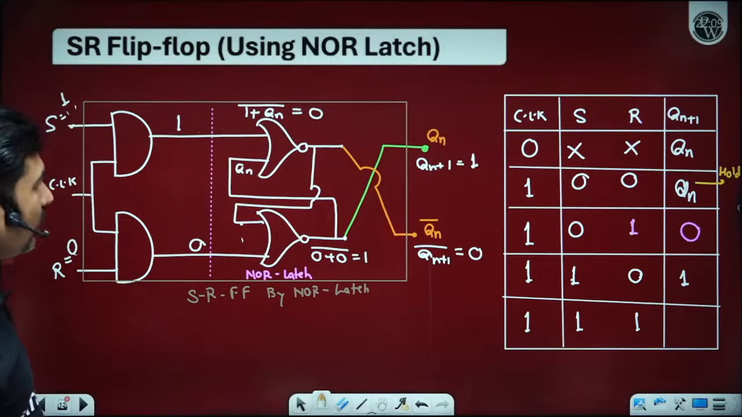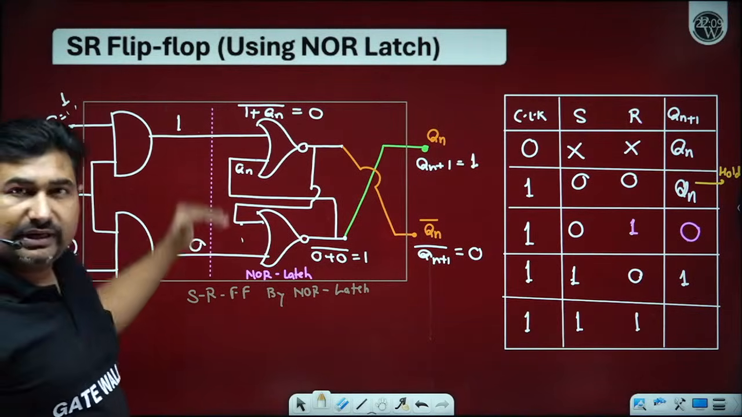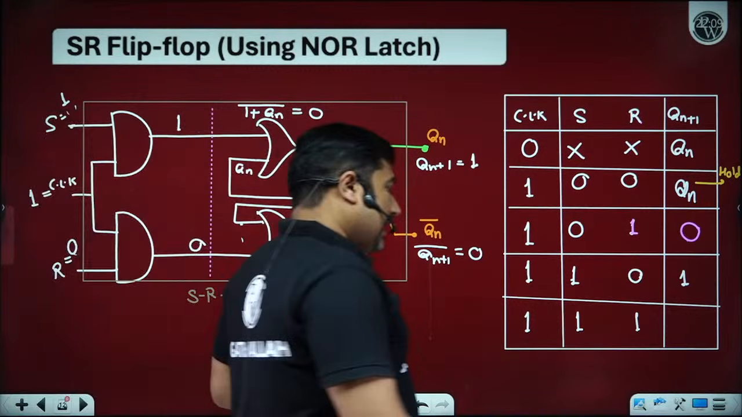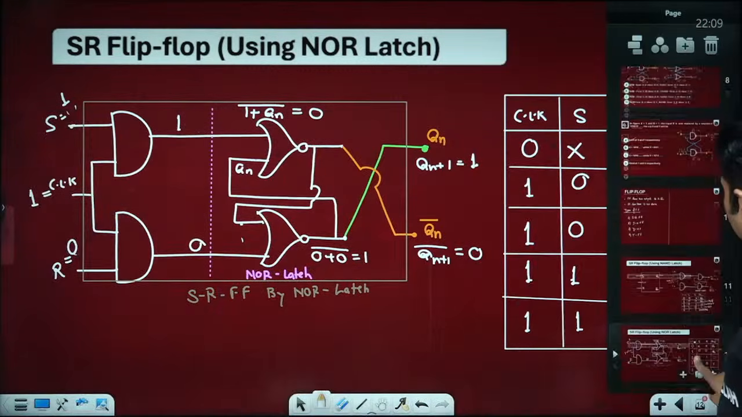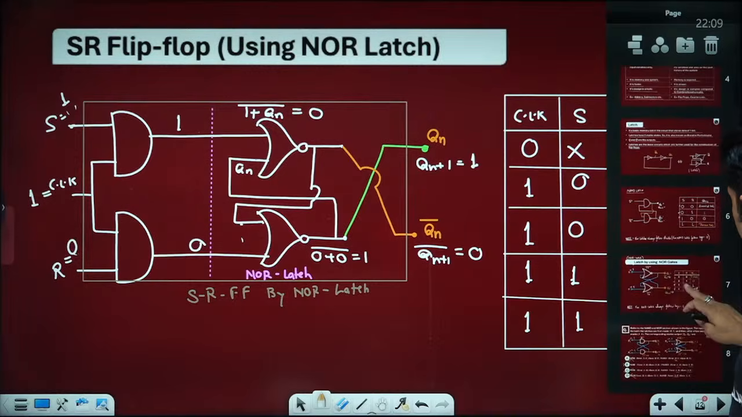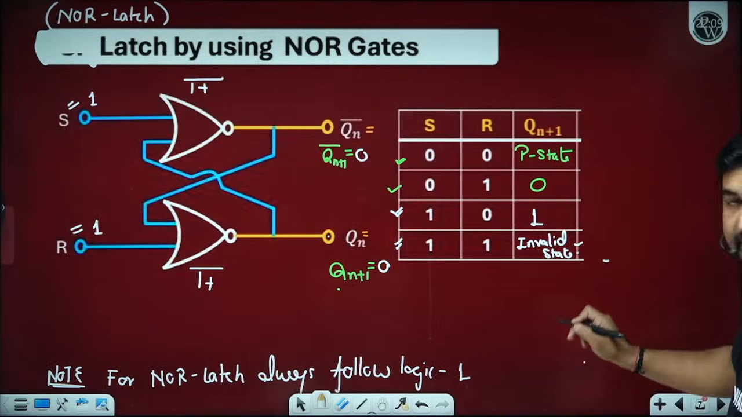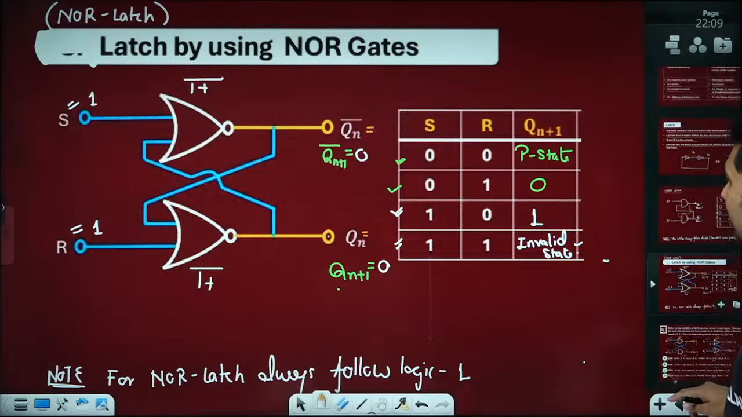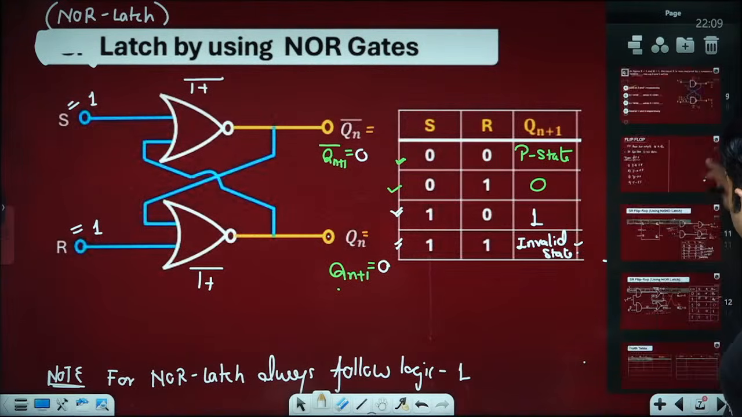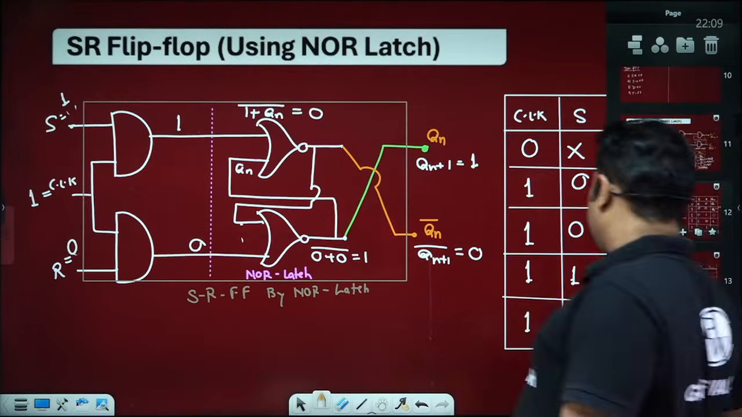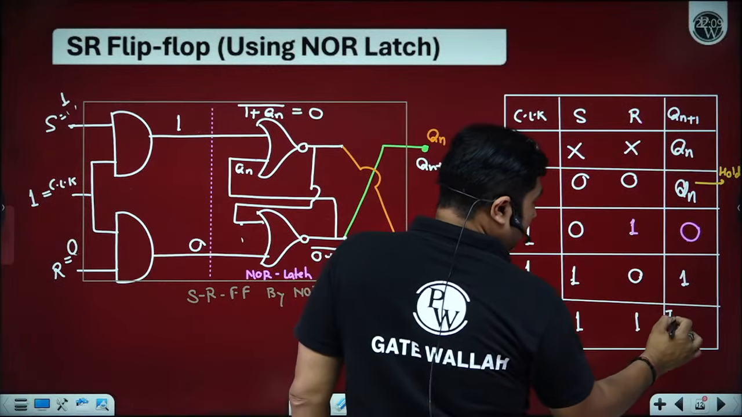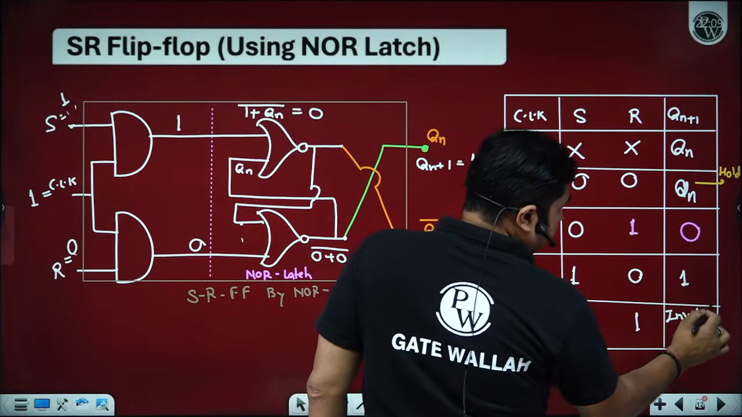What happens to 1, 1? It can be clearly observed that when both are 1, 1, we will get 1, 1 as the input to the NOR latch. And if the input to the NOR latch is 1, 1, we get an invalid state.